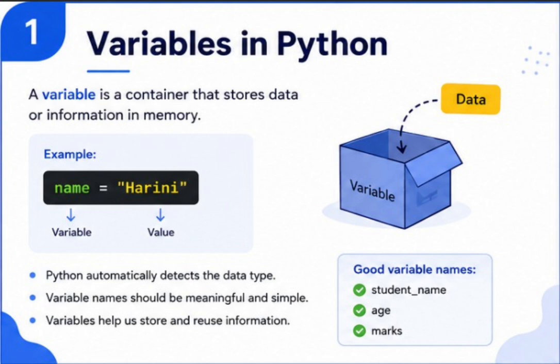When you name your variables, always try to keep them meaningful and simple so your code stays clean. Instead of using random letters like x or y, use descriptive names like student_name, age, marks. Just remember this golden rule: a variable stores data, and the data can be changed or reused anytime you want. Next, integer data type, slide 2.